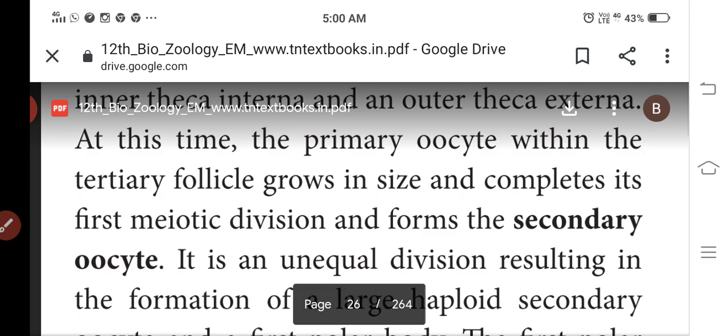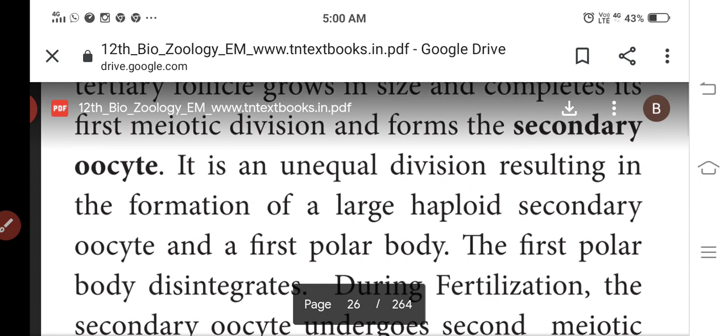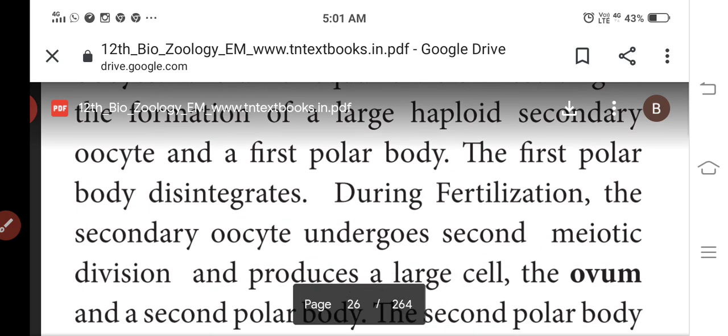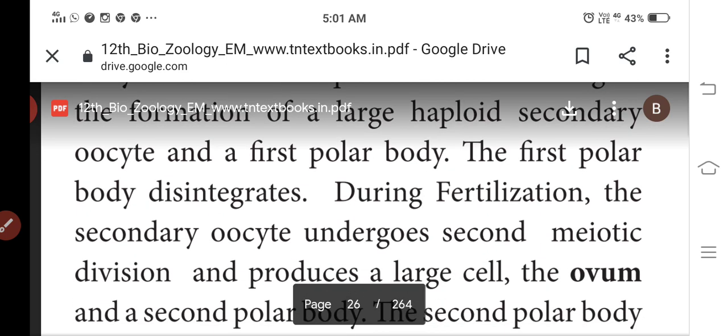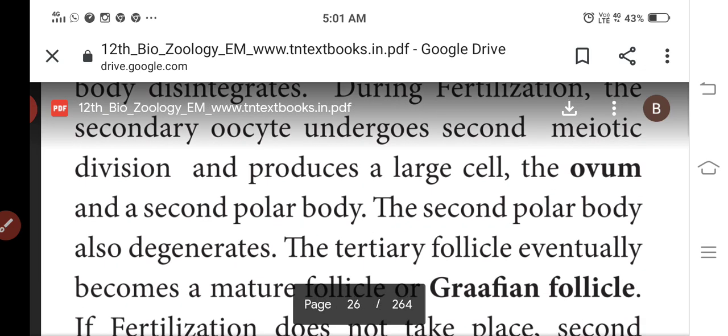The tertiary follicle completes the first meiotic division to form the secondary oocyte. It is an unequal division, forming a large haploid secondary oocyte and the first polar body. The first polar body degenerates. At the time of fertilization, it divides again by meiotic division to form a large cell, the ovum, and the second polar body, which degenerates.